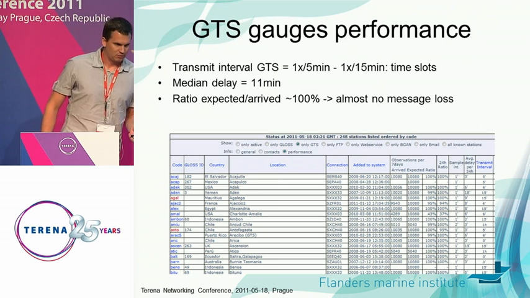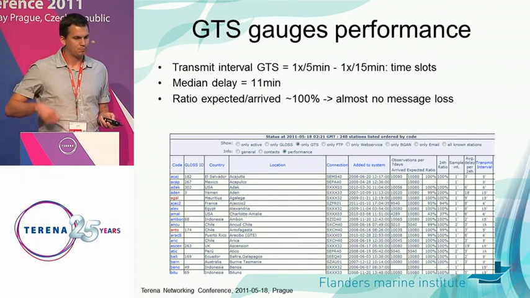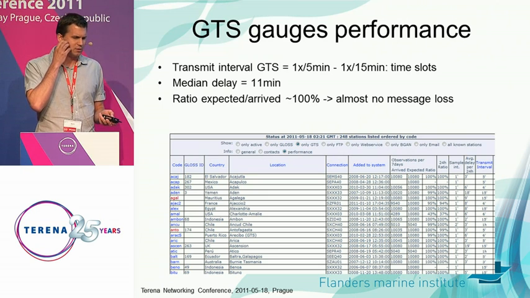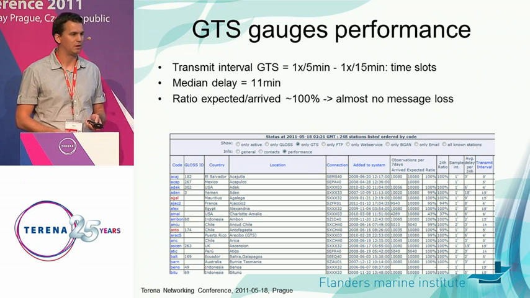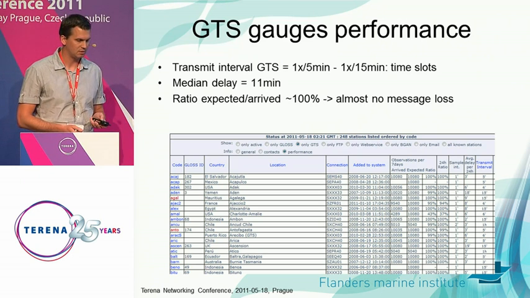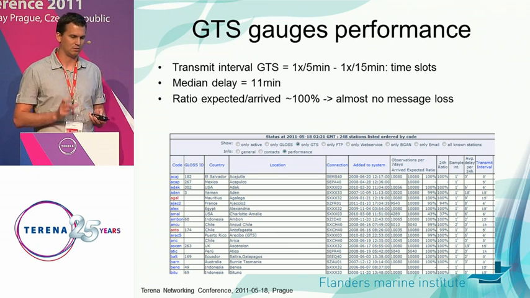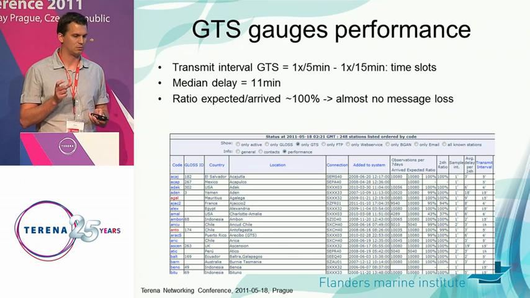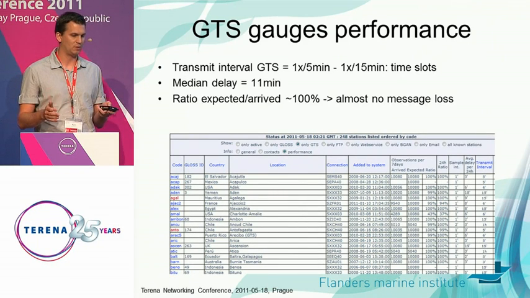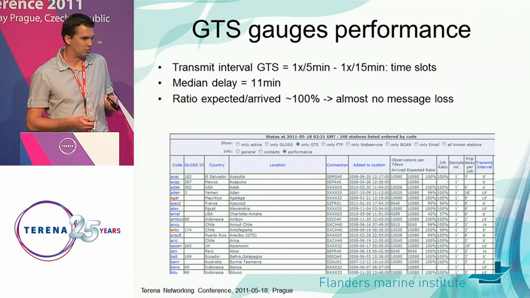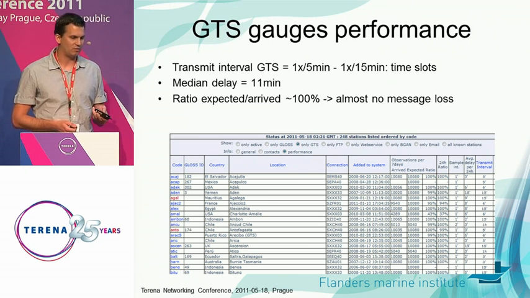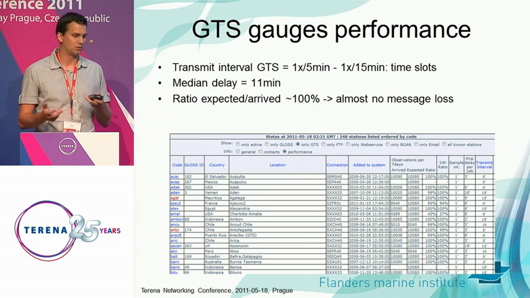The performance from the GTS stations: the transmit interval from the GTS is one time per 5 minutes. It's very difficult to increase this because it costs money. The GTS works with time slots, so there's a limit of one message per 5 minutes. Of course, within those 5 minutes, you have 5 minutes of the previous data. So usually the tsunami stations have a 5 minute transmit interval. It could also be 15 minutes. It all depends how it is arranged.